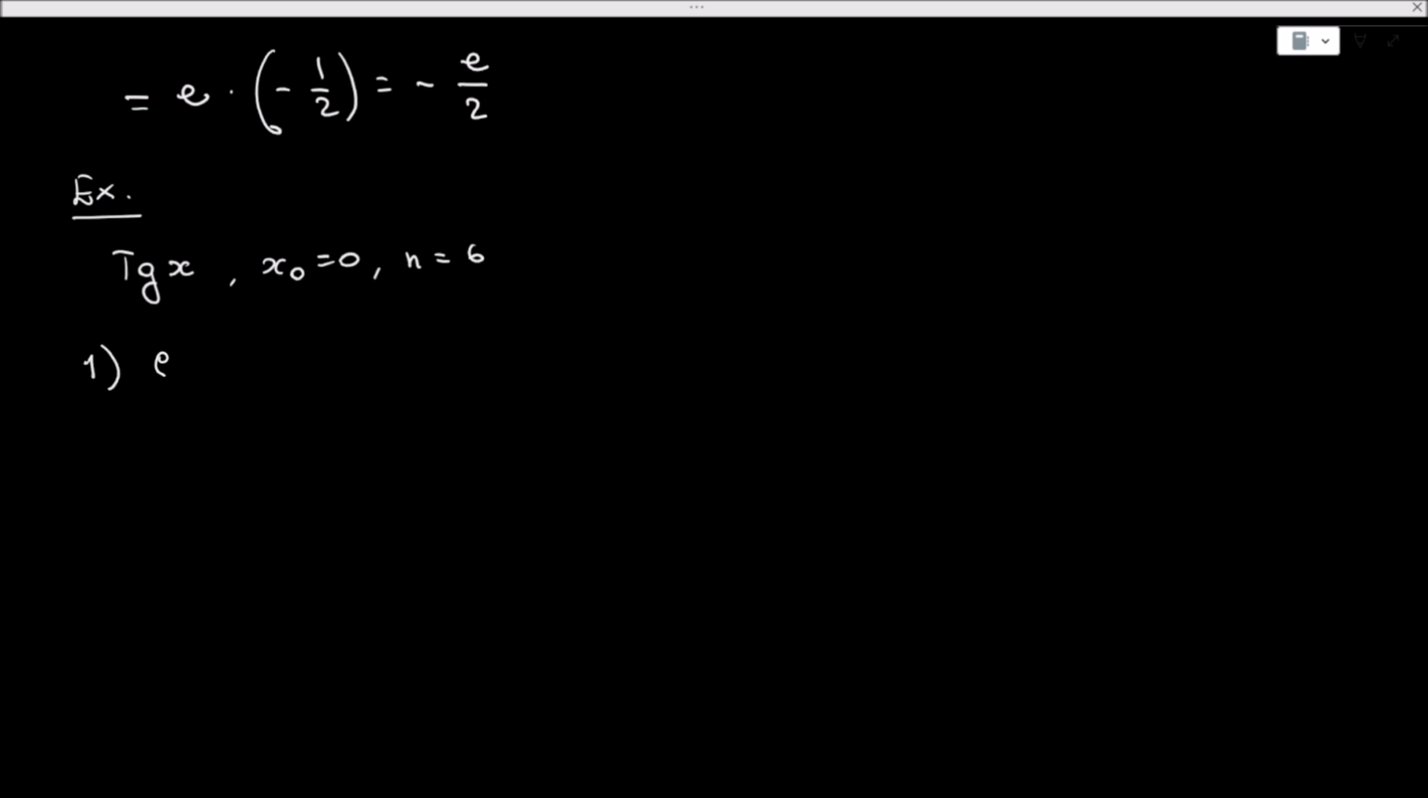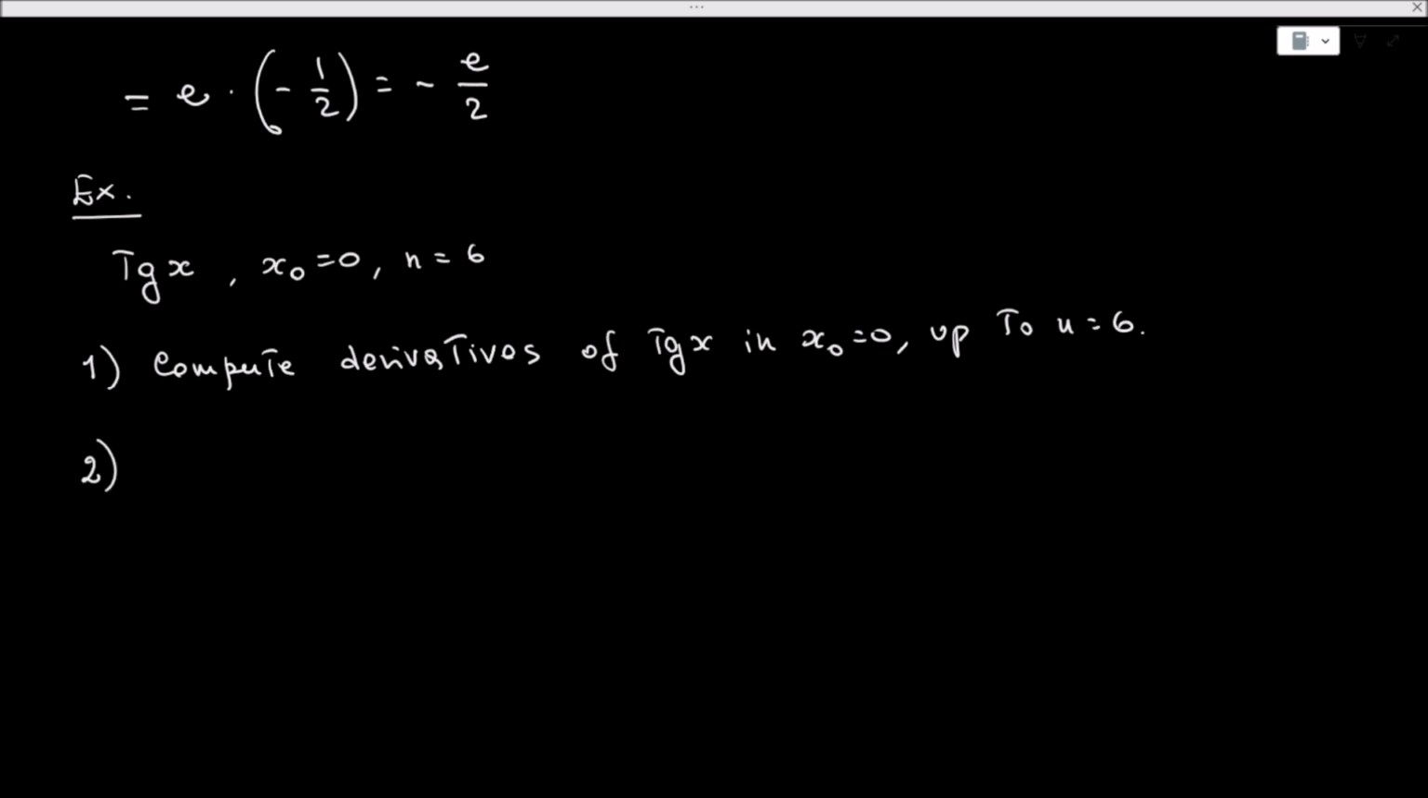Of course, the first way is just compute the derivatives of tangent of x in x naught equals 0 up to n equals 6. But there is also another possibility. And the other possibility is writing tangent of x as sine of x divided by cosine of x and replacing sine of x with its Taylor polynomial, cosine of x with its Taylor polynomial. Okay, let's see what we get.